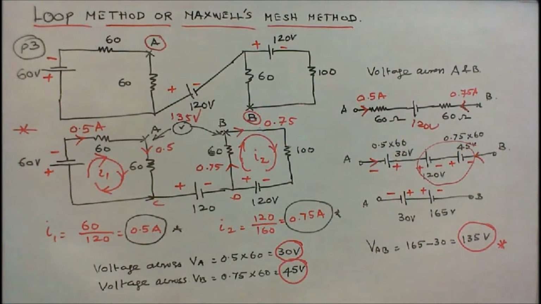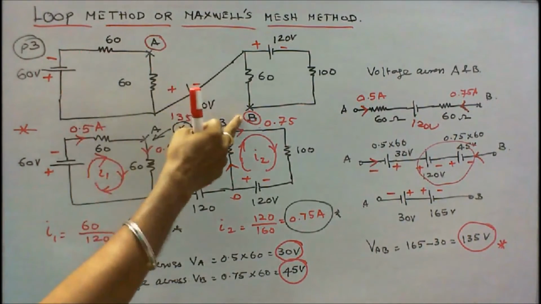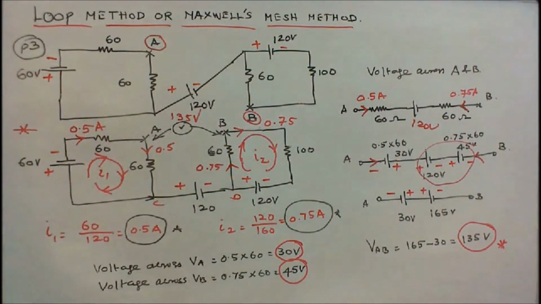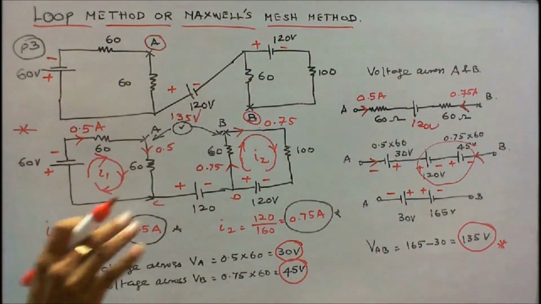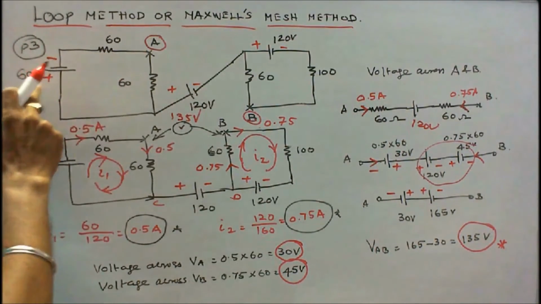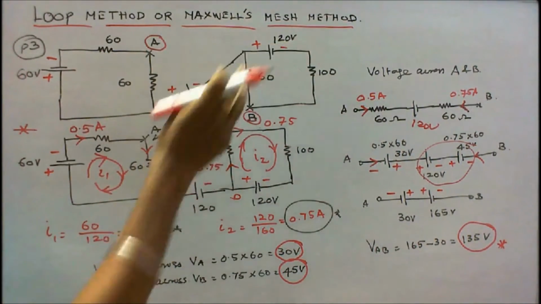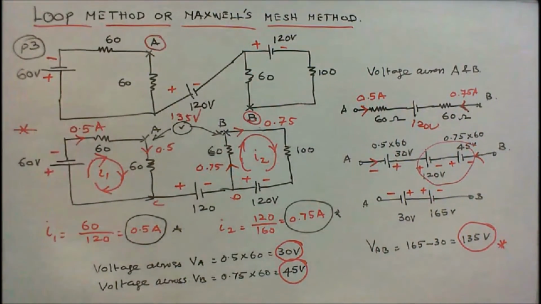Problem number 3. What is the voltage across A and B in the circuit? That is the question. In the circuit, there are 4 resistors, 3 of 60 ohms and 1 of 100 ohms, and 3 batteries: 60 volt, 120 volt, 120 volt. This is A, this is B. The question is the voltage across AB.